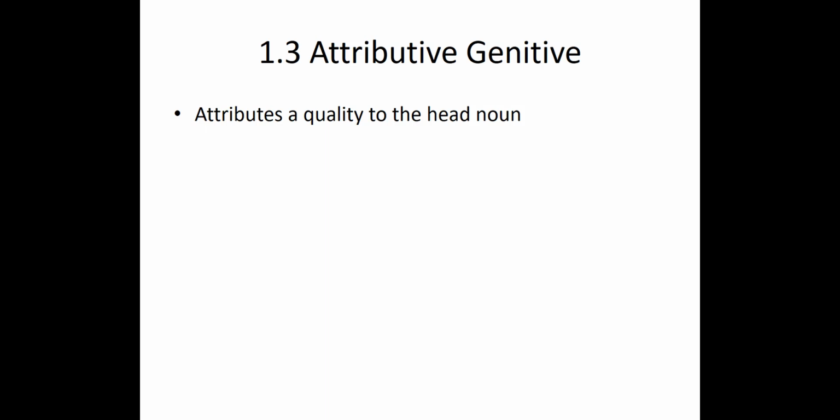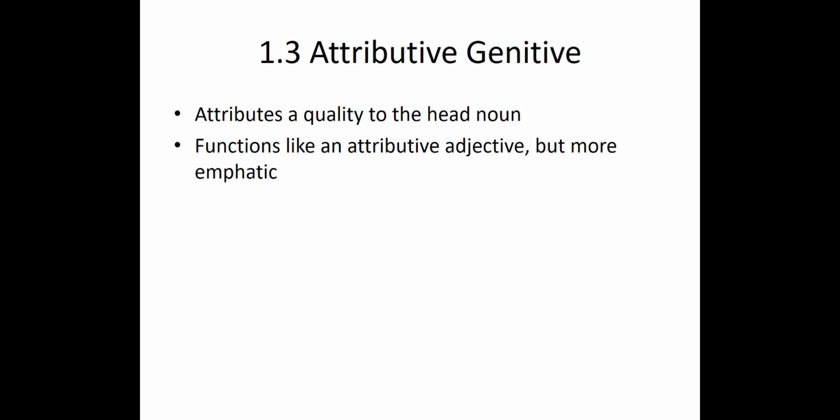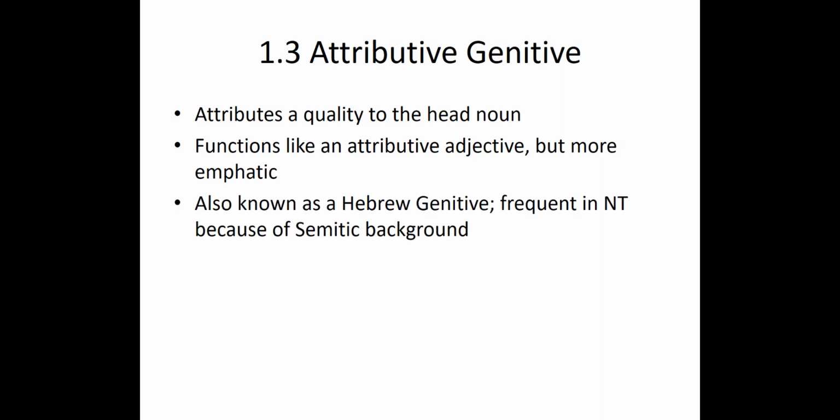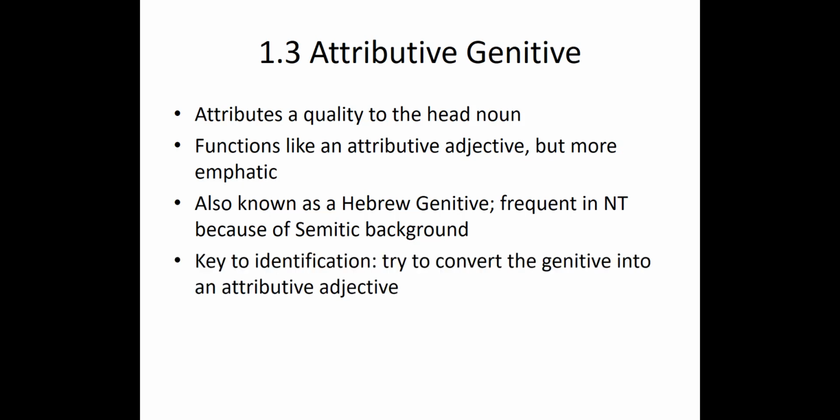Next, let's take a look at an attributive genitive. Just like an attributive adjective attributes a quality to a noun, the attributive genitive attributes a quality to the noun that it modifies. Basically, functioning like an attributive adjective, it's just a little bit more emphatic. Sometimes people will call this a Hebrew genitive. This is a typical Hebrew way of expressing something. Since the New Testament is heavily influenced by a Semitic background, you'll see this somewhat often. If you want to know if you have one of these attributive genitives, see if you can convert the genitive, instead of doing an of, into an attributive adjective.